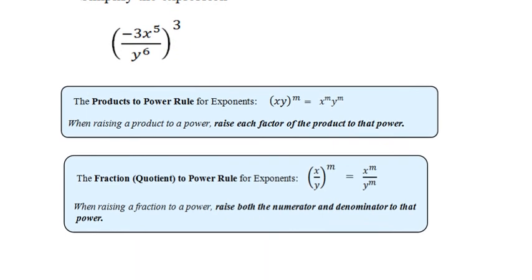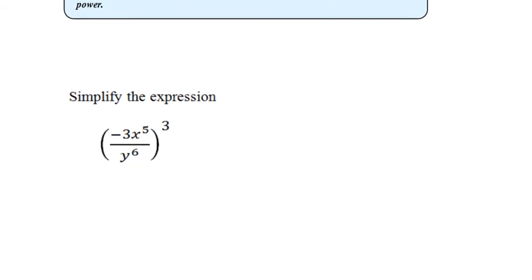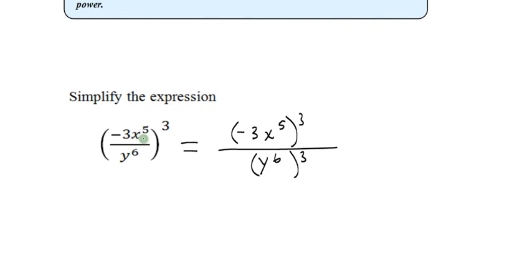So let's take a look at this problem down here where I've got a little bit of room to work. The first thing I want to do is split the fraction up using that quotient rule. I'm going to raise the numerator to the third power, so (-3x^5) raised to the third power, and do the same thing with the denominator, y^6, raised to the third power. So those two things inside the parentheses both got raised to the third power.